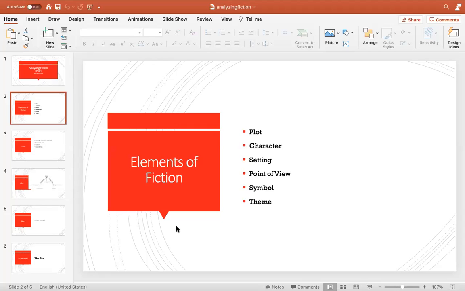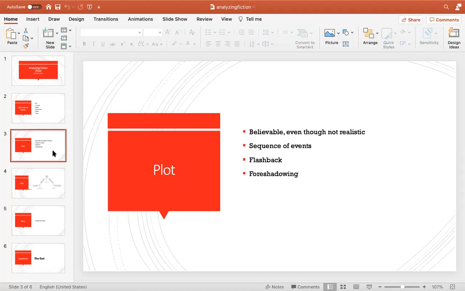So analyzing fiction and elements of fiction. Here are major elements of fiction: plot, character, setting, point of view, symbol, theme. Basically, if you understand each of these elements in fiction, you will be better able to analyze a piece of fiction. As you know, a piece of fiction is a narrative. In other words, a piece of fiction is a story. And one of the most vital elements of a piece of fiction is the plot. Now, technically, plot is sequence of events which take place in a story.